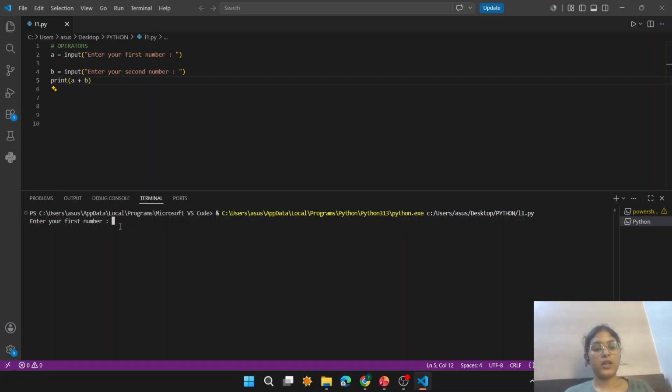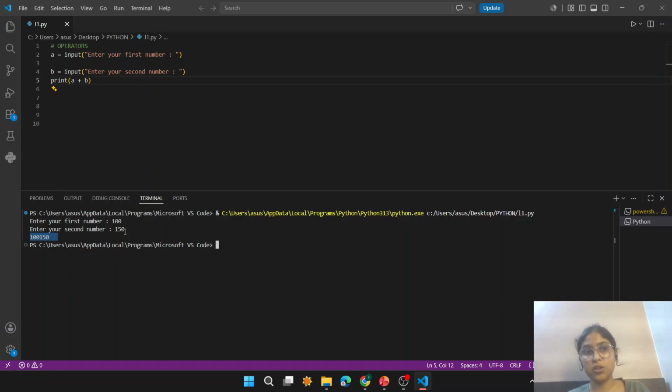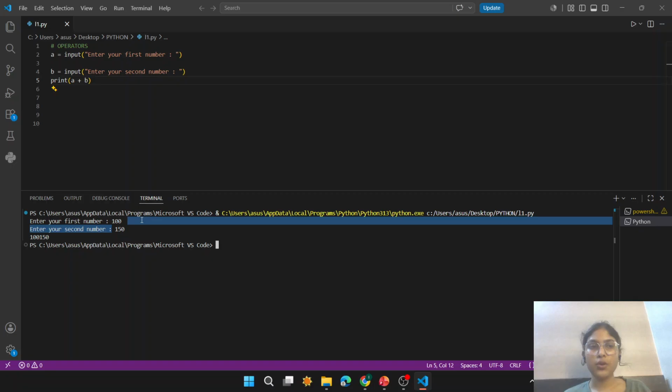I'm trying again. I'm adding my first number, 100 let's say, and 150. What do you think the result would be? Let's see. Now I'm seeing that there is an issue here. Why didn't it just add those two numbers? Instead, it first wrote the first number, then the second number without a space. Do you know what went wrong?